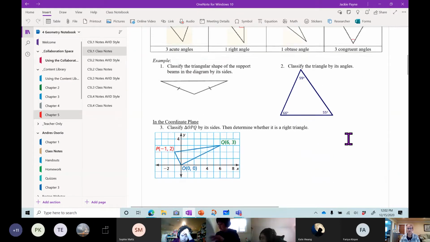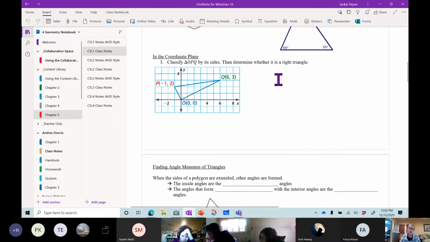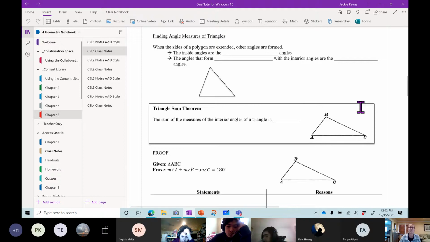So then all you had to do was look at pictures and identify. This type of problem we did a number of times. You had to use the distance formula to find the length of each side and then classify it. Then we used the slopes of the lines to figure out if those were perpendicular, yes or no. So that is important. We had a number of those examples. You'll see it again.